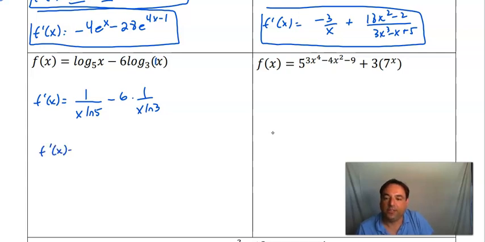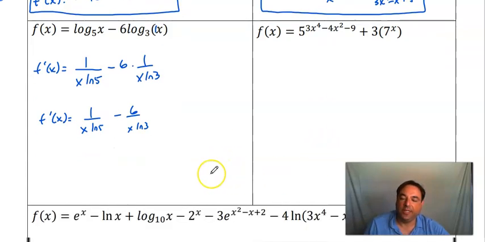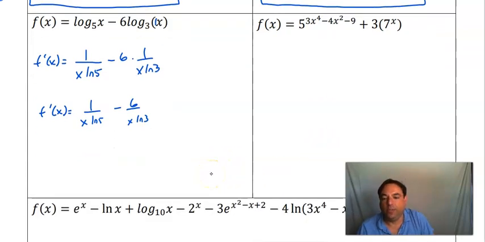So your final answer would be 1 over x ln of 5 minus 6 over x ln of 3. Those are not like terms, but you could put them together because ln of 5 and ln of 3 are just numbers, or we can leave it just like that. Either way is fine, but if you wanted to figure out what those numbers are, you could put them together.